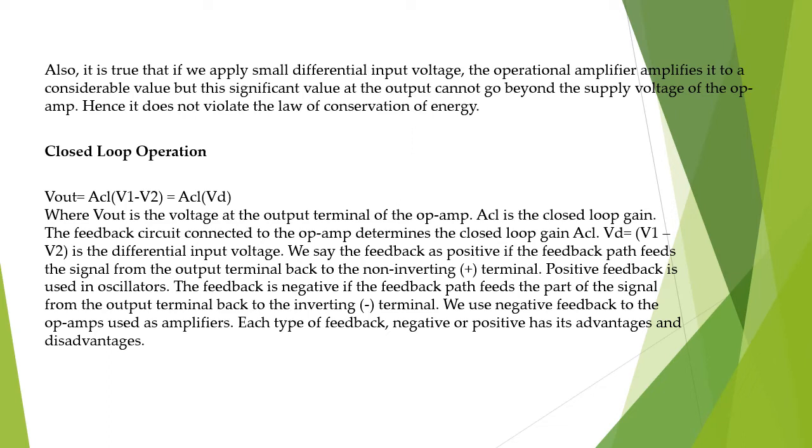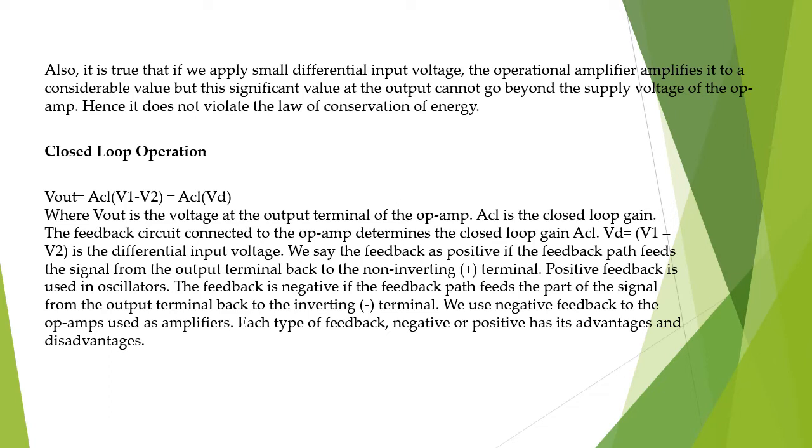Closed loop operation. Vout = ACL (V1 - V2) = ACL VD is the equation of this closed loop operation, where Vout is the voltage at the output terminal of the operational amplifier, ACL is the closed loop gain. The feedback circuit connected to the operational amplifier determines the closed loop gain. VD = V1 - V2 is the differential input voltage.